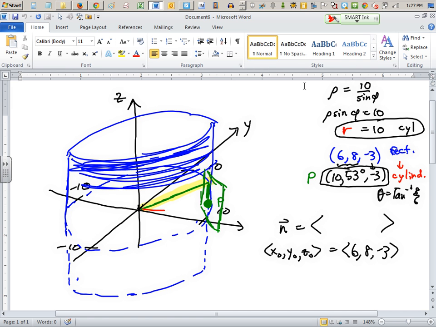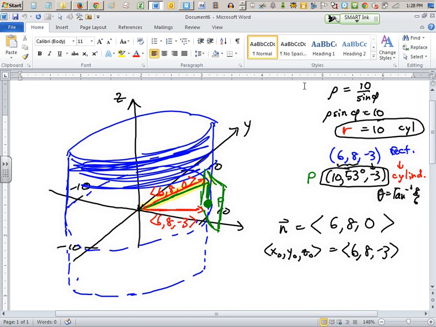So basically, 6, 8, negative 3 is down here. That's a great position vector. Horrible normal vector. It's not perpendicular, but this one here, 6, 8, 0, makes a good normal vector. Okay? So we're going to use 6, 8, 0.